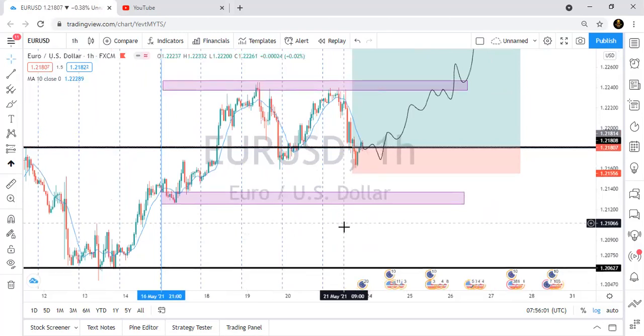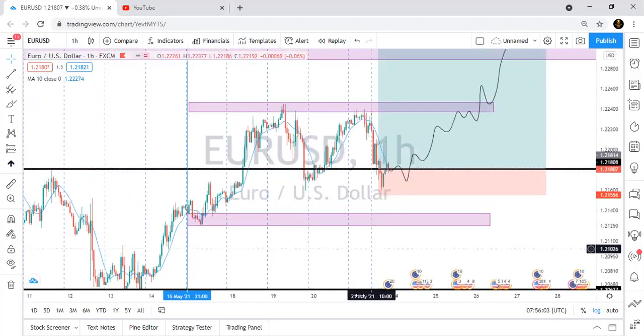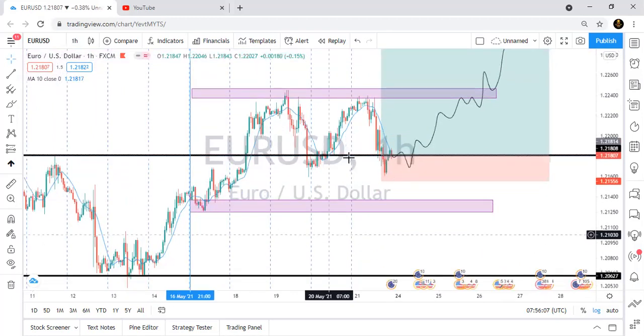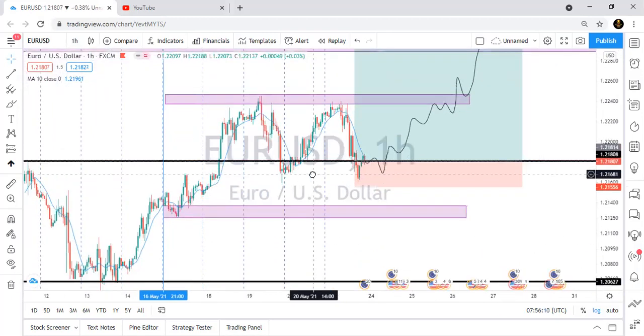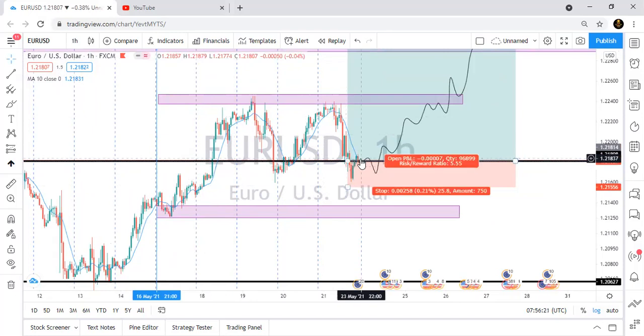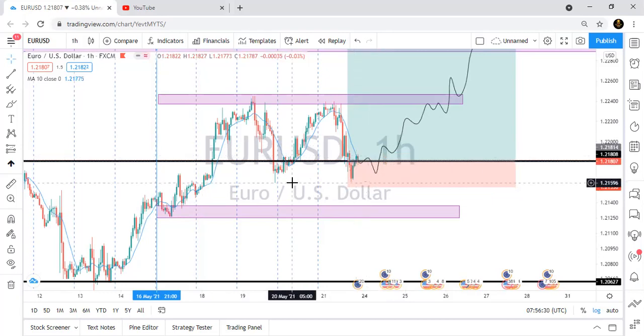EURUSD is an uptrend, so that's what we're expecting. This black line is a resistance that was broken. So the market went up, came down, respected, retested, went back, and now it is here. Once I see a bullish candle showing here, I will go.